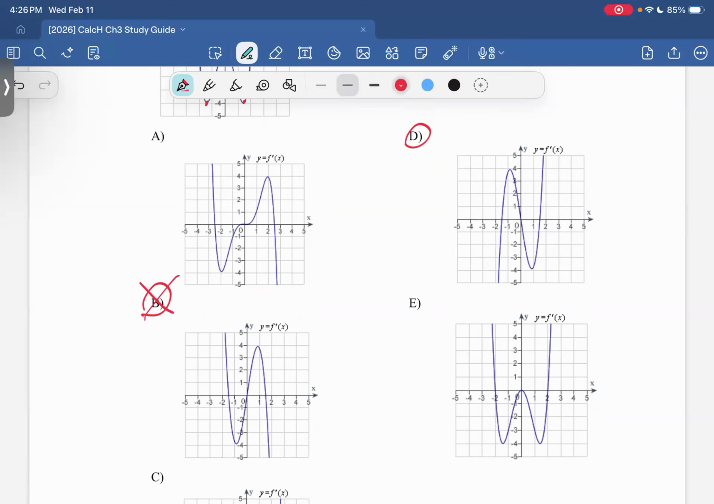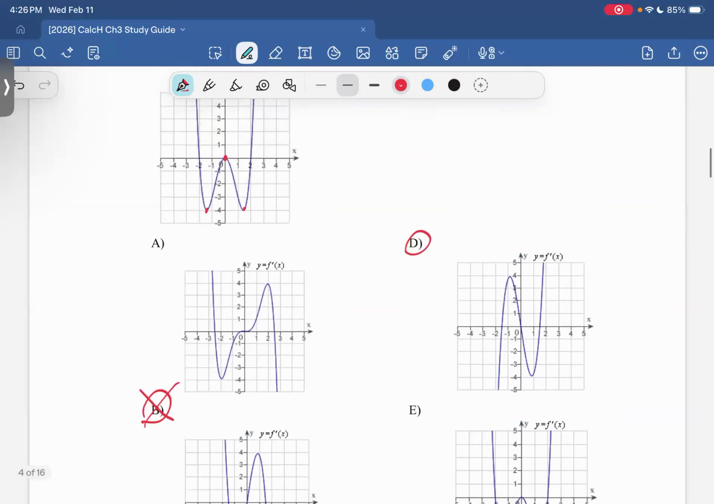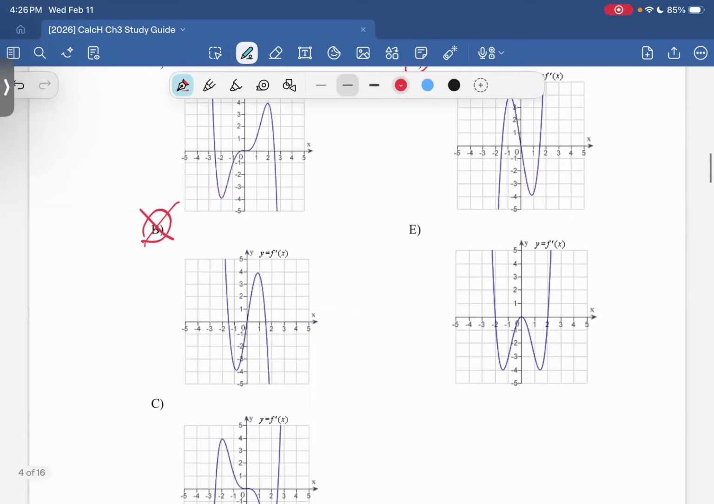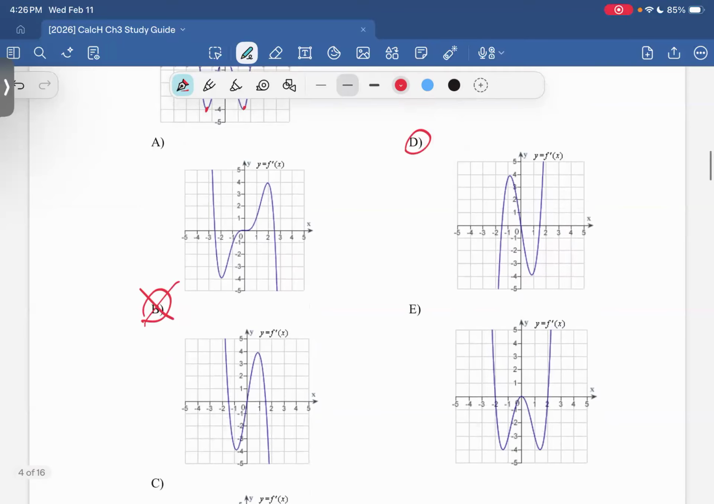So B is not possible. And we're left with only D. So that's a simple process of elimination that you can do in your mind as you're thinking about this question. And on the solution key that Miss Lee wrote, you can see a pretty helpful color-coded diagram where the increasing and decreasing intervals of the original graph correspond to the positive and negative regions of the derivative graph. So think about that and look at the graph carefully.